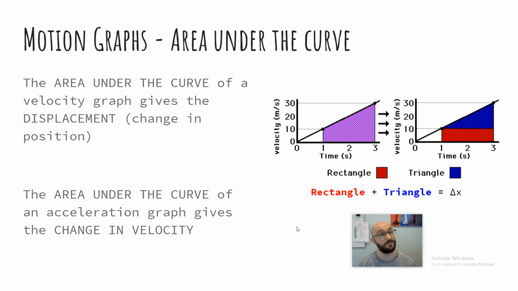If I do that same thing for an acceleration graph, I get the change in velocity. It doesn't tell me my initial velocity. It doesn't tell me my final velocity. It tells me how the velocity changed. Just like the velocity graph does not tell me my initial position or my final position, it tells me how my position changed.